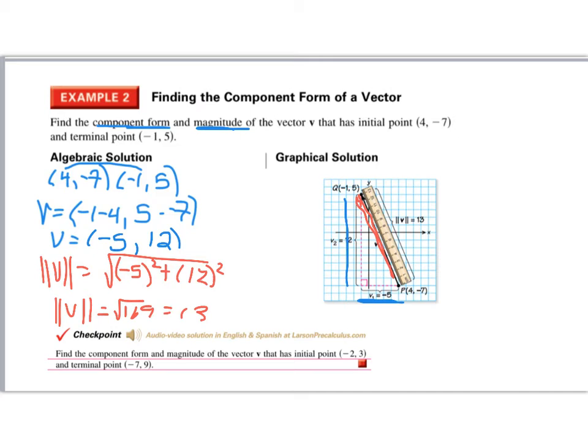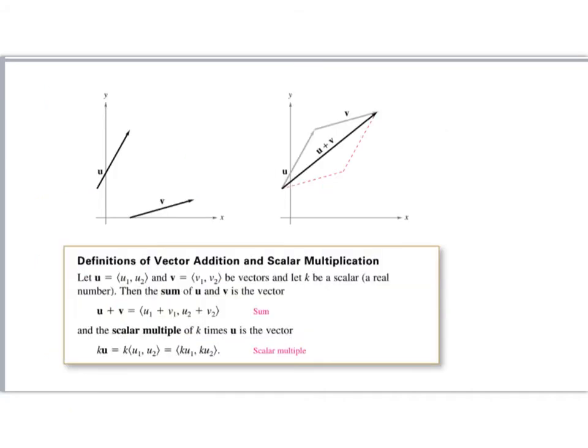All right, time for the checkpoint. Go ahead and pause, give the checkpoint a go, and then come back and see if you got it correct. Okay, so your vector here should have been <-5, 6>, and your magnitude, or your distance, should have been the square root of 61.